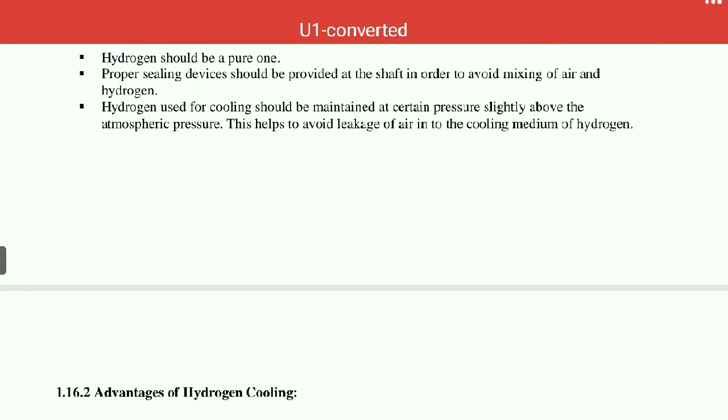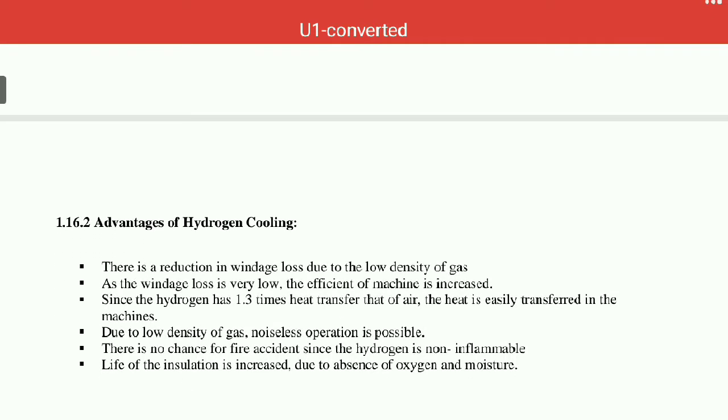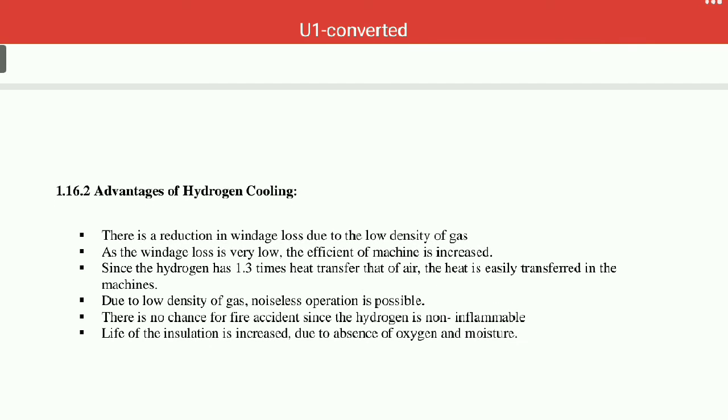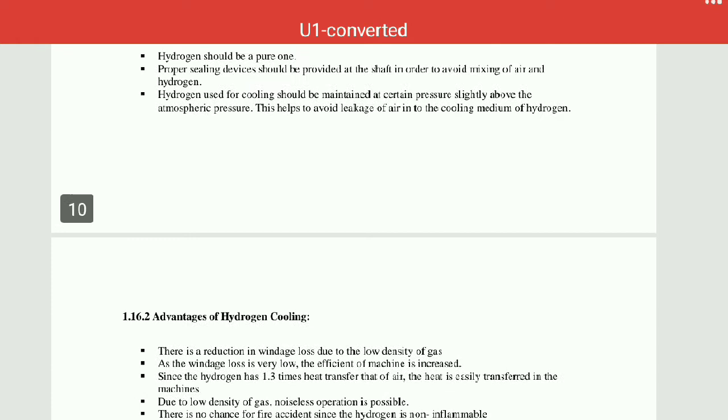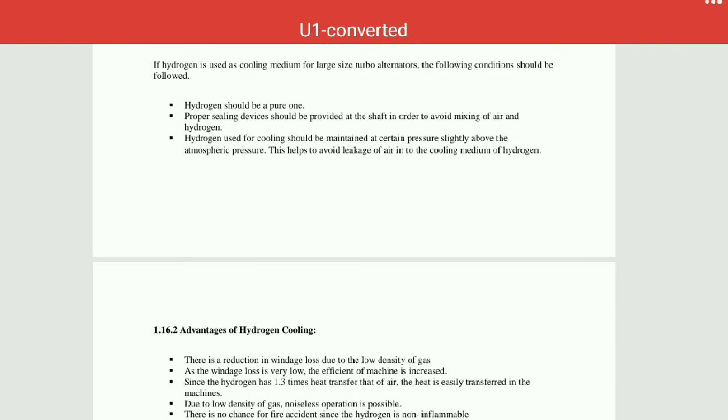And the precautions that you have to take are that the hydrogen should be of pure form, you have to maintain the pressure higher than air, and it should be properly enclosed. These are the precautions that you have to take. That is, hydrogen should be of pure form, proper sealing should be provided, and hydrogen should be maintained at a pressure higher than that of air.